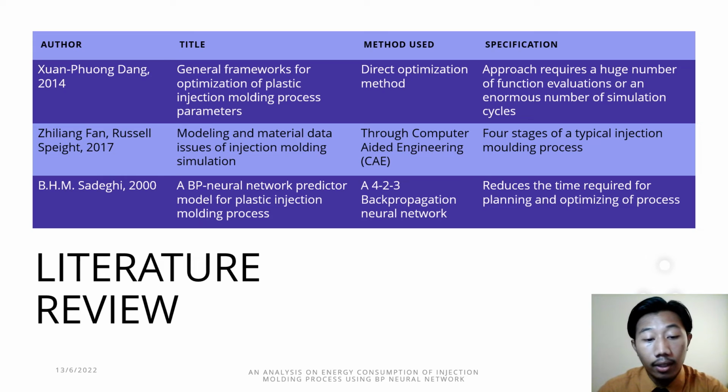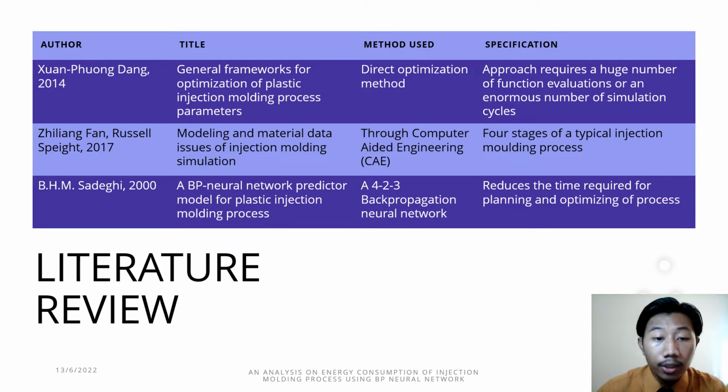Alright, so the literature review part. I have 3 papers from the final year project theses. For the first one, the title is General Frameworks for Optimization of Plastic Injection Molding Process Parameters, by the author Zhuang Fengdang, published in 2014. The method used is the direct optimization method.